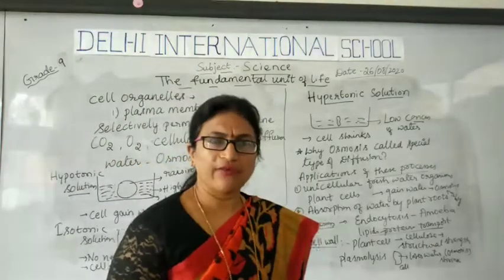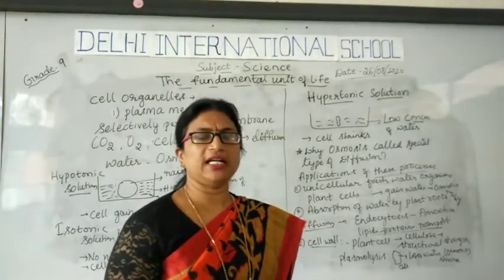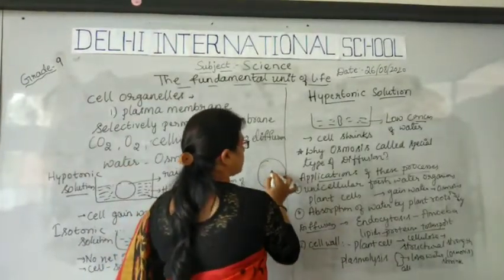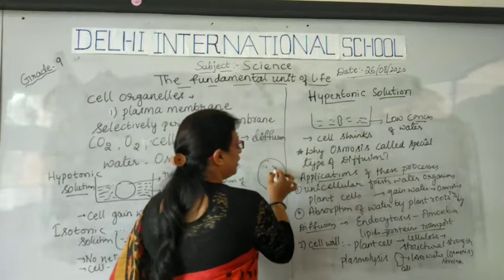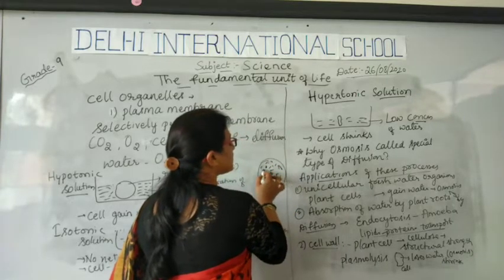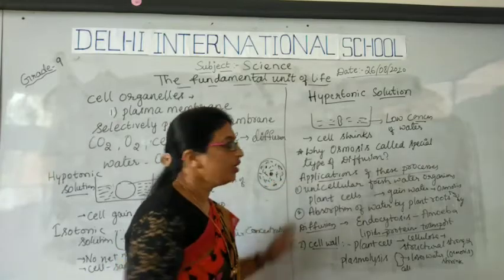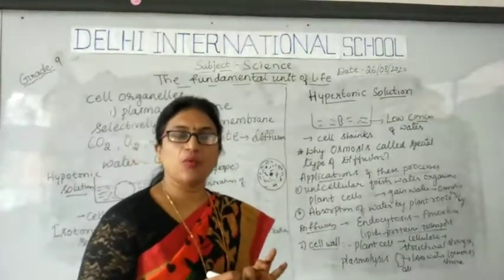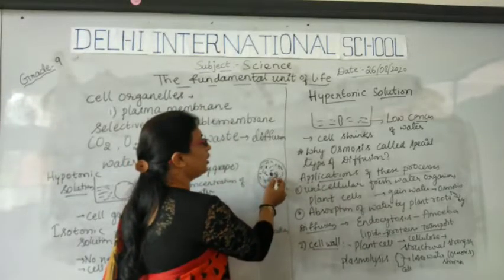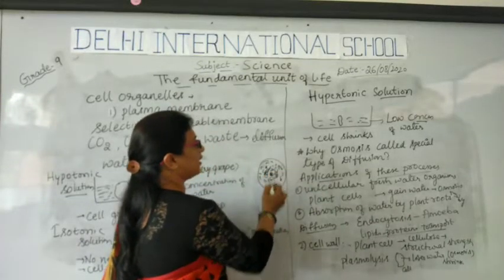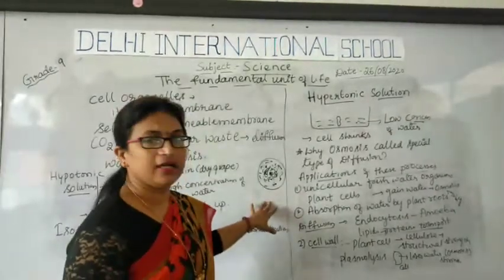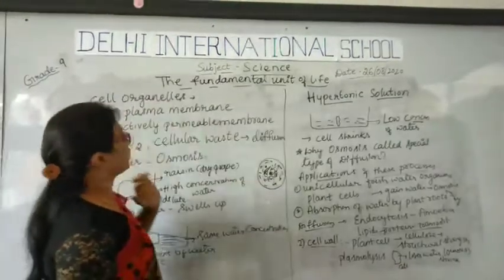After the invention of the electron microscope, they came to know that the cell consists of a nucleus and cytoplasm, and cell organelles which float inside the cytoplasm, like endoplasmic reticulum, Golgi bodies, ribosomes, lysosomes. There are numerous cell organelles which carry out different functions inside the cell. So what are those cell organelles?